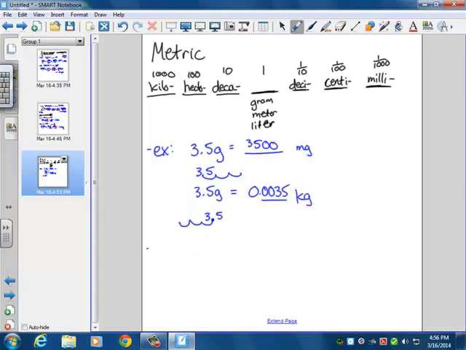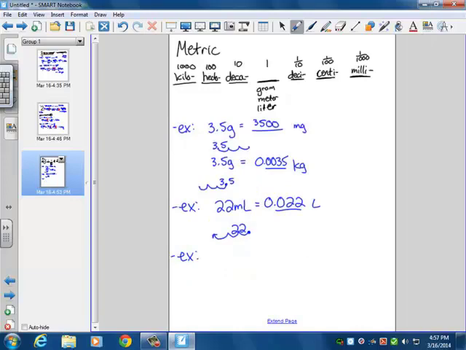Or how about when I have 22 milliliters? So now I'm starting all the way to the right, and I want to get to liters. So 22 milliliters, my decimal would be to the right of the second 2. If I want to get back to the base of liters, I need to go 1, 2, 3 to the left. So 0.022 liters.